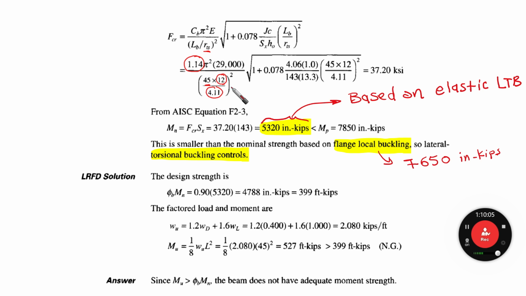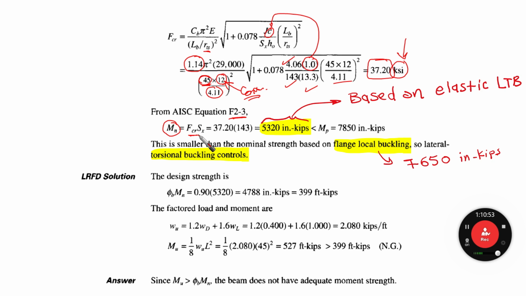4.11, 12. It is the conversion. Take care of the conversion. Okay, if we are going to convert from foot to inch, because our final result is in kilopounds per square inch. So take care that our 45 feet is in feet, so we need to convert. Then E, and the radical, after that everything is known for us. This is C, it is 1 as we said. J, already we have obtained it. SX, H node, LB and RTS, everything is okay. Then we obtained that to be 37.2. From AISC equation F2-3, we're going to find the nominal strength is going to equal FCR times SX.